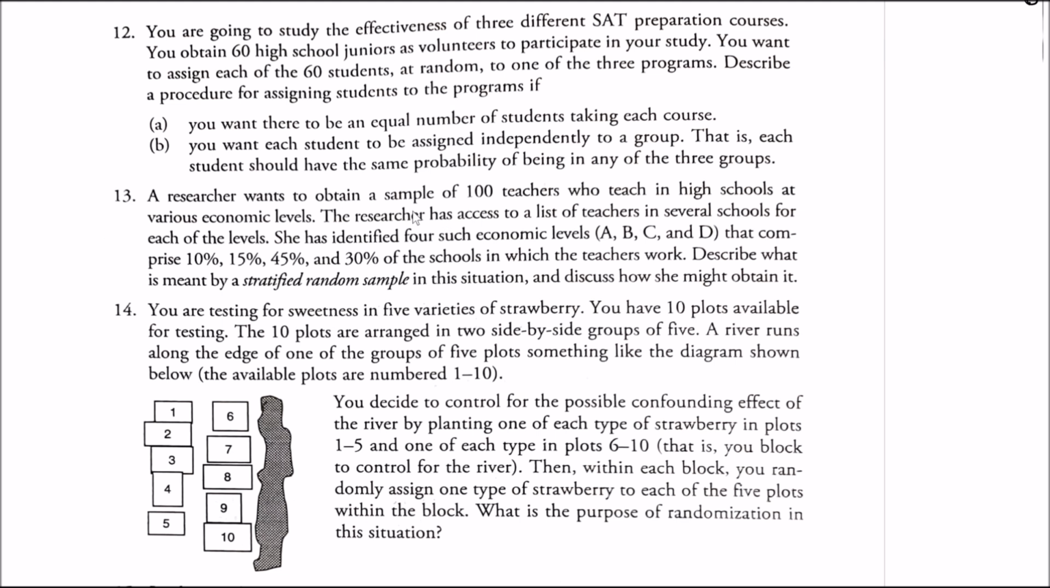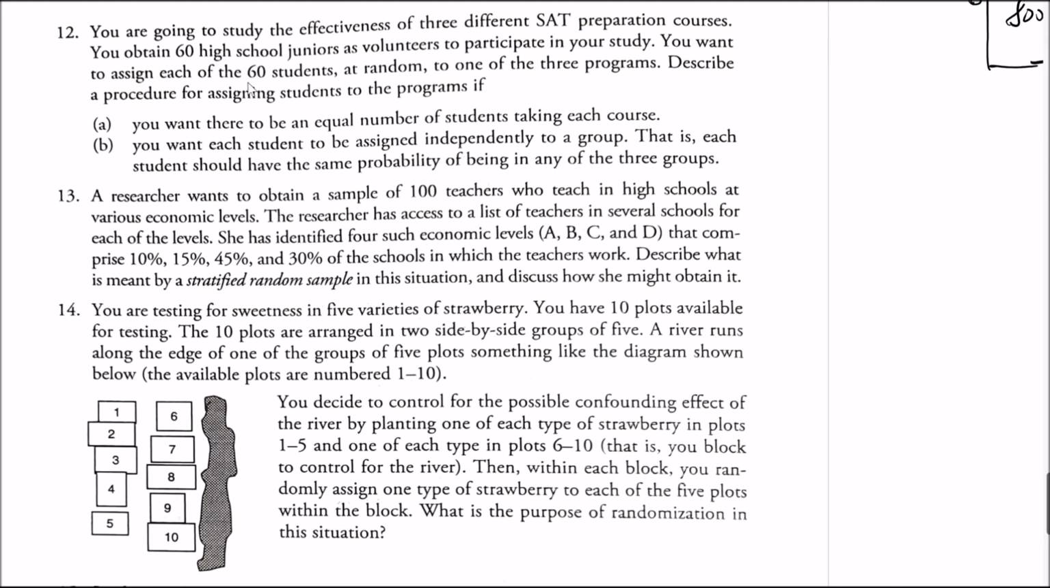Okay, so there's different ways you can answer this question. You can use a random number generator. So you could say, okay, take each of the high school juniors, give them a unique number from 1 to 60, and then using a random number generator, you could generate 60 of those numbers, between 1 and 60 without repeat.